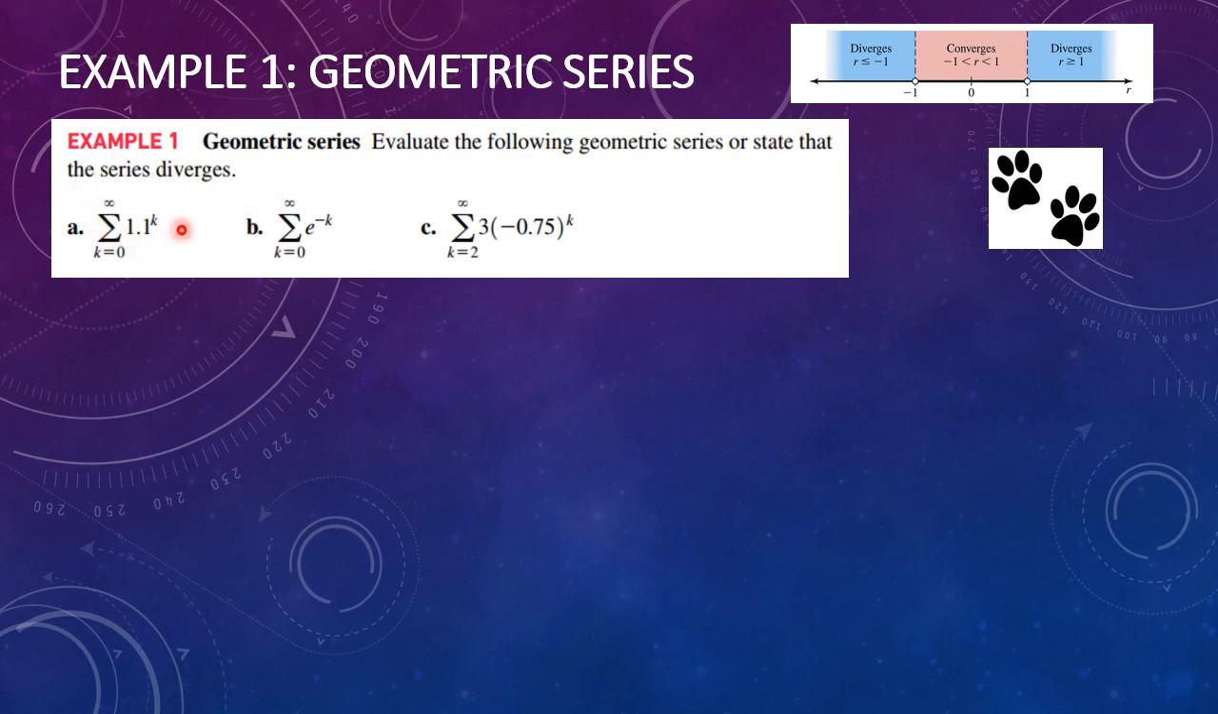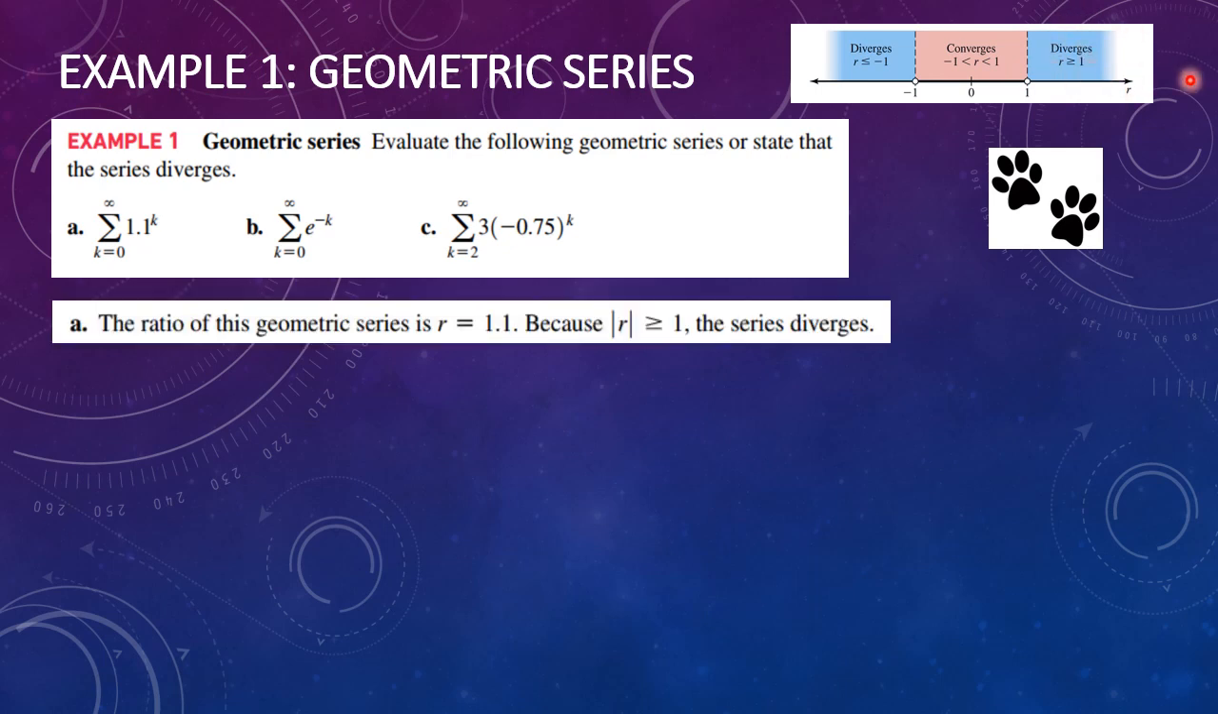In this first one, it's a little confusing because we're looking for a times r to the k. I guess in this case we'd have a equals 1 and r would be 1.1. Well, if r is greater than 1, then the series diverges, right? So that one was pretty straightforward.